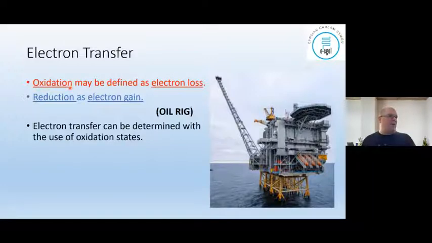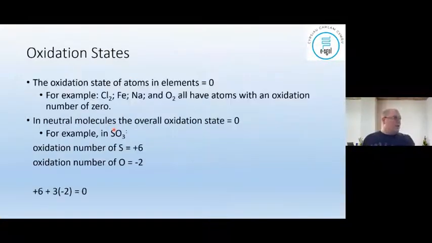When we talk about oxidation in A-level, we're talking about electron loss. And when we talk about reduction, we're talking about electron gain. And there's a little reminder of the OIL RIG acronym there. So we're going to have a quick look at how electron transfer can be determined with the use of oxidation states. So a brief reminder of all of the rules about oxidation states.